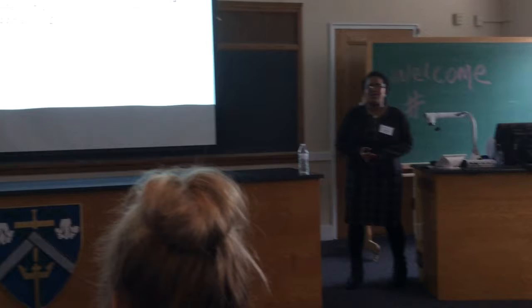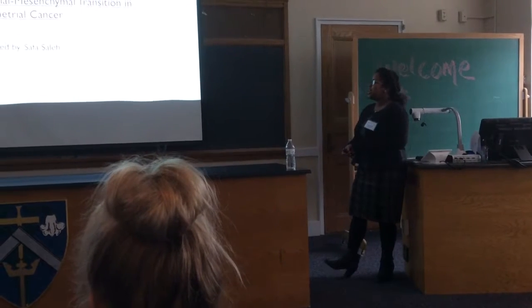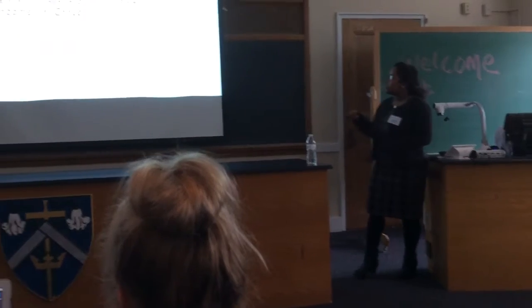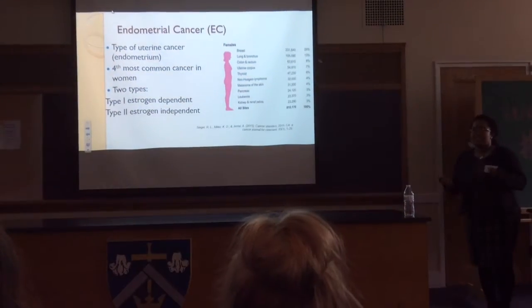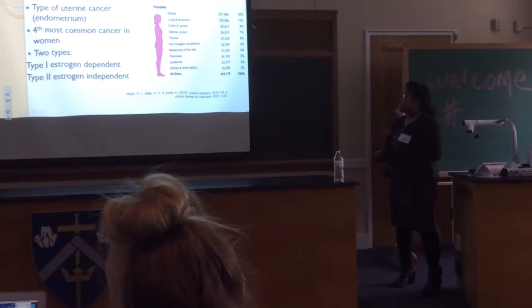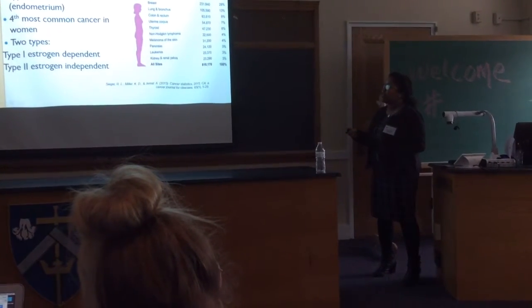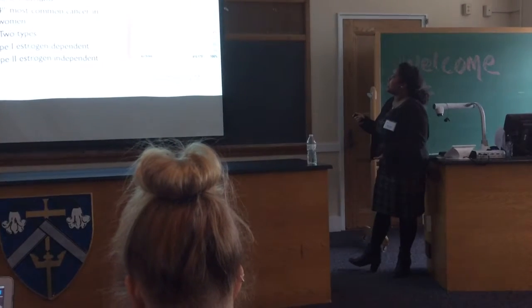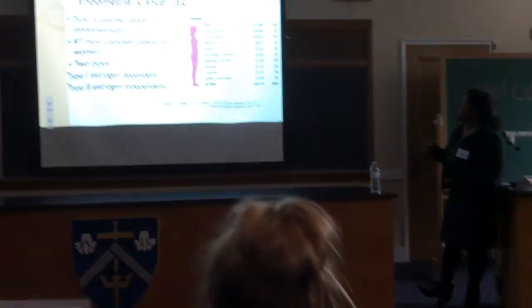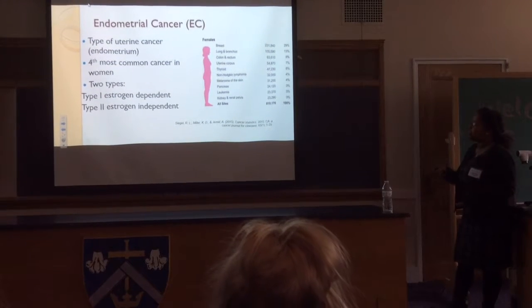was investigating the role of GPR30 in inducing epithelial to mesenchymal transition in endometrial cancer. So my project mainly focused on endometrial cancer, which is a type of uterine cancer, and it's actually the fourth most common cancer in women. And as you can see here, uterine corpus cancer, which is endometrial cancer, in fact affects a large population of females.